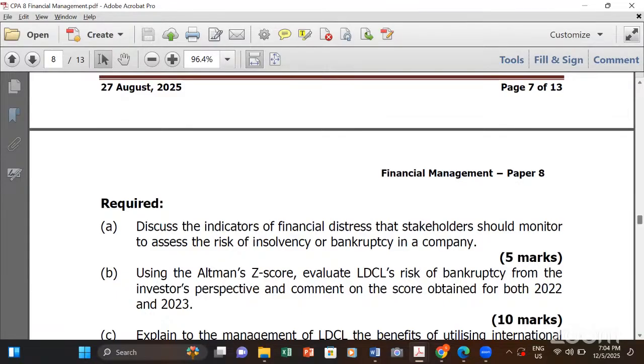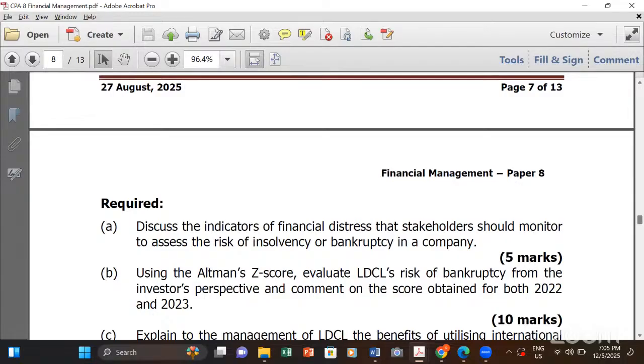Now, first of all, the Altman Z-score is a financial model which we use to predict the likelihood that a company will go bankrupt within the next 1 or 2 years. It was developed by a gentleman called Edward Altman around 1968. It is widely used in credit analysis, in auditing, and in investment decisions, because it will tell which company is going to go bankrupt.